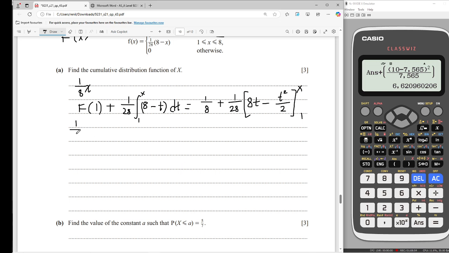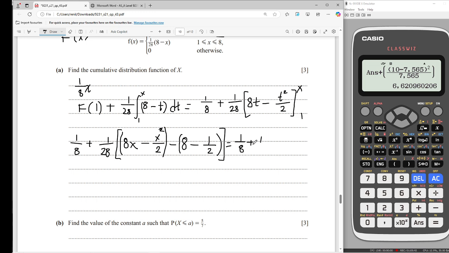Now this is where it gets to the simplification part. No, we don't multiply yet. So 1 by 8 plus 1 by 28, multiplied by, now we put in the x value, which is 8x minus x squared by 2, whole, minus, now we put in the lower limit 1, which is just 8. Notice that we have to put this in brackets, and then minus 1 squared by 2, which is just 1 by 2, which is equal to 1 by 8 plus 1 by 28.